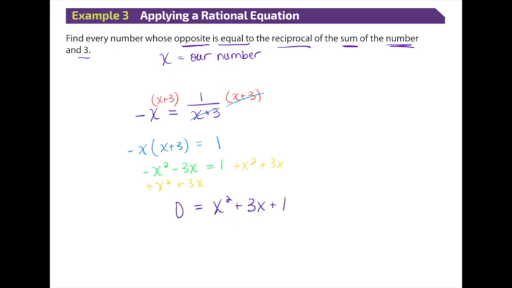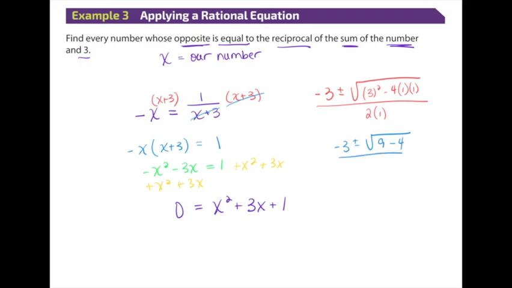There are no factors of 1 that add up to 3, seeing as how the only factors of 1 are 1 and 1. So the only way to solve this is the quadratic formula, right? Or completing the square, again, which nobody ever does. So negative b plus or minus the square root of b squared minus 4 times a times c, all over 2 times a. Just simplify it. Negative 3 plus or minus the square root of 9 minus 4, all over 2.